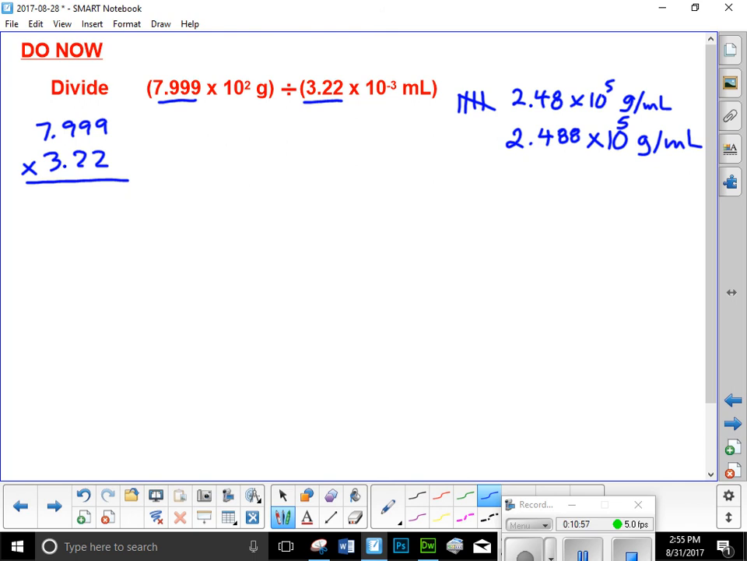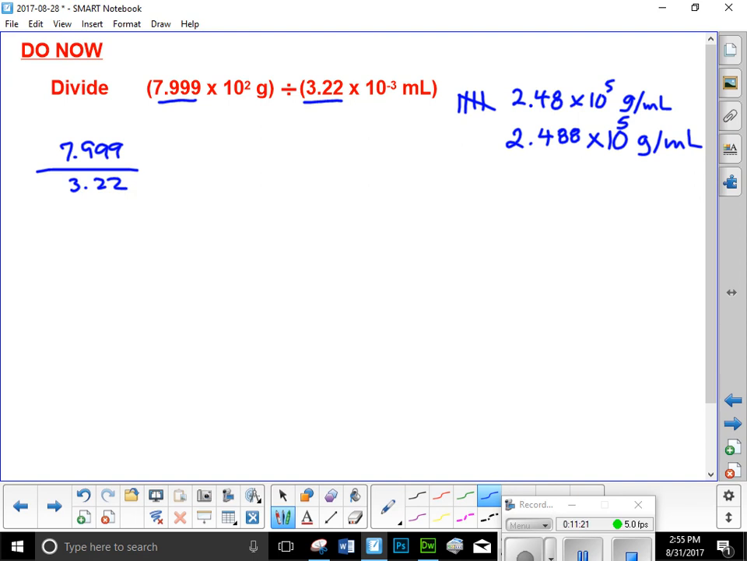Oh, yes, it's a divide. Oh my, I really messed up. That is bad. Yes. This is division. This is not multiplication. So let's go back and do that over. So the 7.999 is on the top of the fraction. And on the bottom we have the 3.22. Okay, now let's run the numbers.